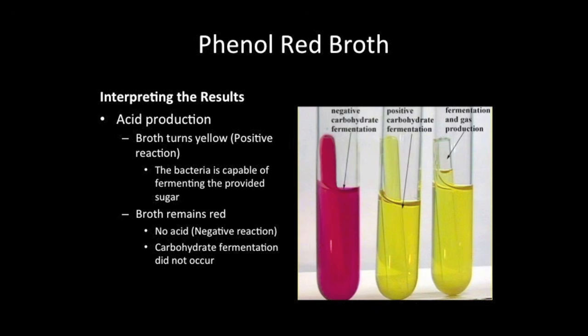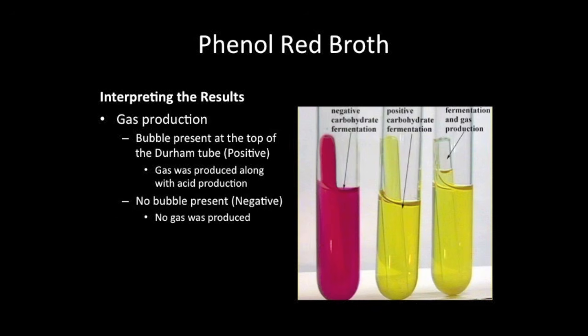Let's consider how one would interpret the results of the phenol red carbohydrate fermentation test. If a bacteria is capable of fermenting the sugar present in the medium, it will produce acid as a byproduct of the chemical reaction. In doing so, the pH of the medium will be lowered. As the pH drops below 6.8, the phenol red indicator changes to yellow. After incubation, the presence of a yellow medium indicates a positive reaction, meaning that the bacteria fermented the sugar that was present. If the medium remains red, it is a negative result indicating that bacteria could not ferment the provided sugar.